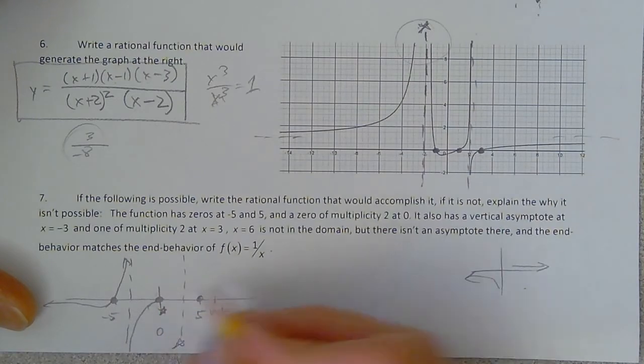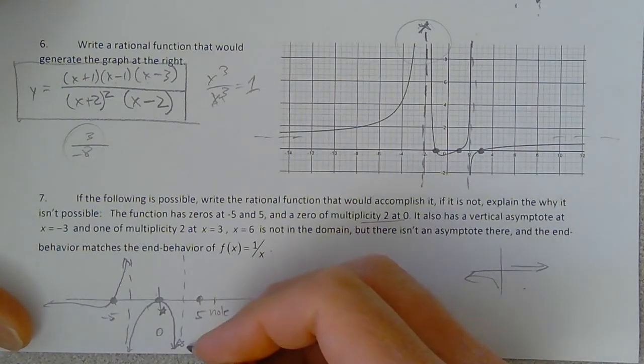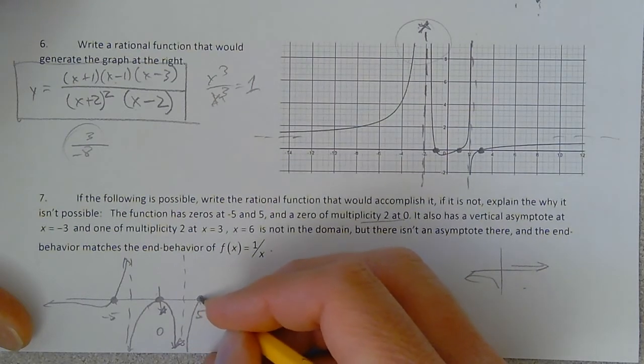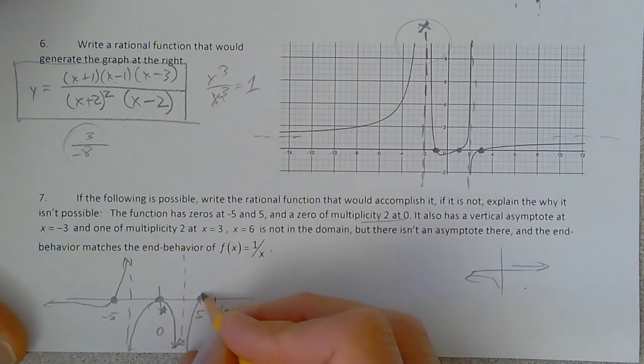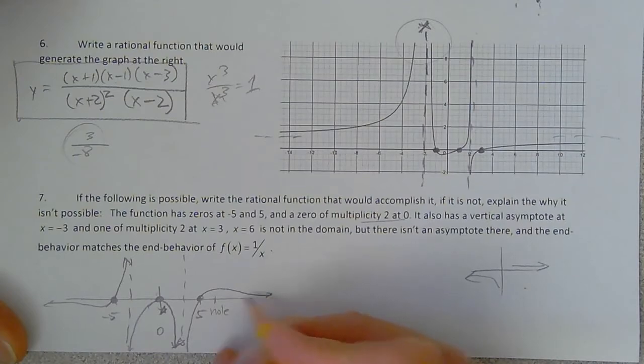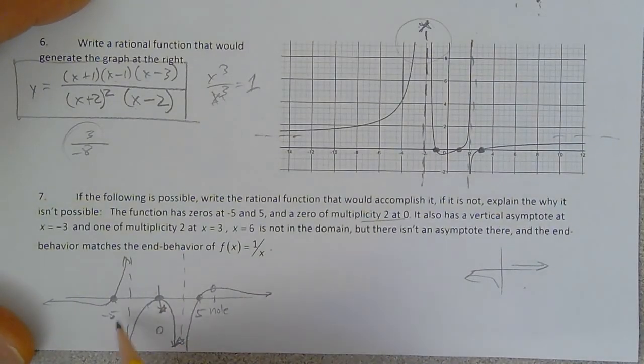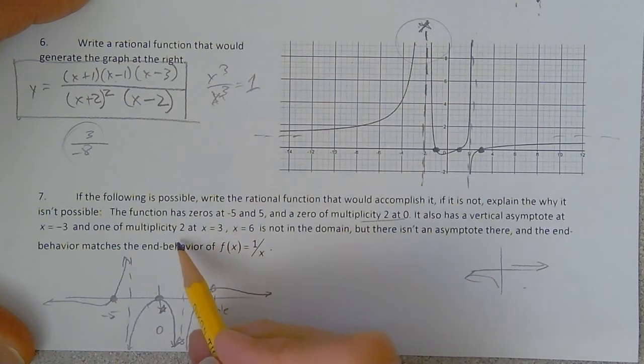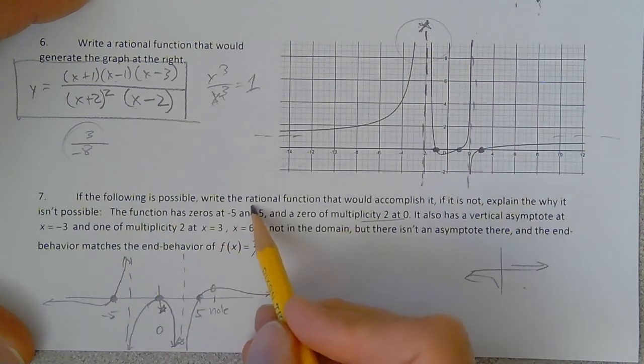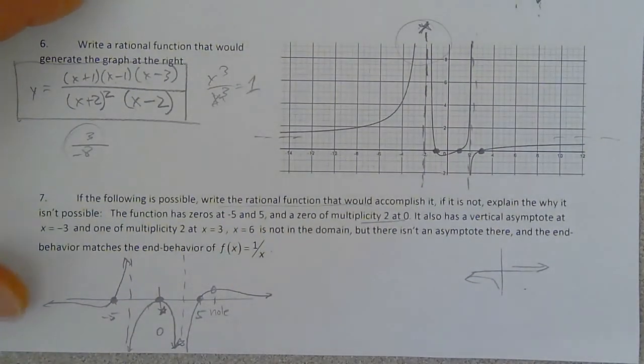Multiplicity 2 at 0, so it's going to bounce off of there and come down here. And that has a multiplicity 2 on that, so it would have to come up and cross here and do something like that with a hole in there. That would definitely match the behavior. The question is, write the rational function that would accomplish it.